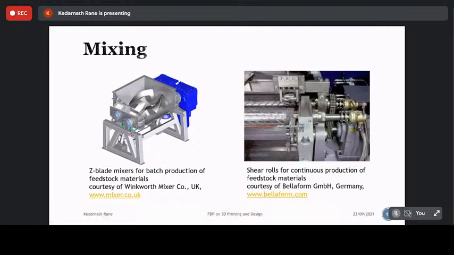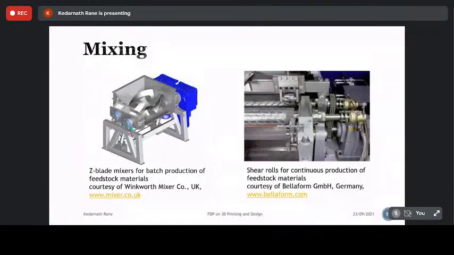A very high distribution of powders within the matrix of polymer binder takes place through this kind of mixing. In commercial production or a continuous production system, they use shear rolls for mixing such powders. So you use a continuous process to mix the powder for mass production.